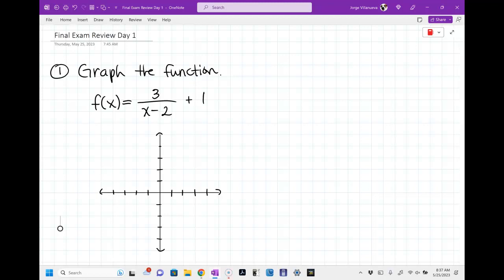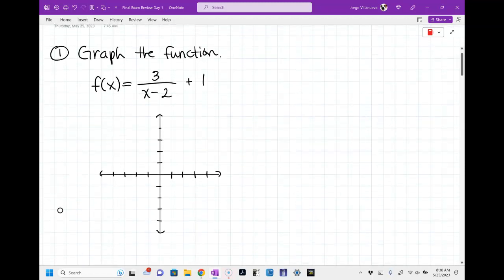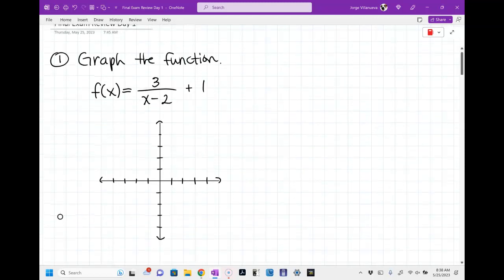All right, so day one, final exam review. First question says graph this function, okay? Now, I've left this function in a specific form. It's going to be the same way on your final exam. Like I said, I'm copying these things basically from the final. I'm just changing stuff around.